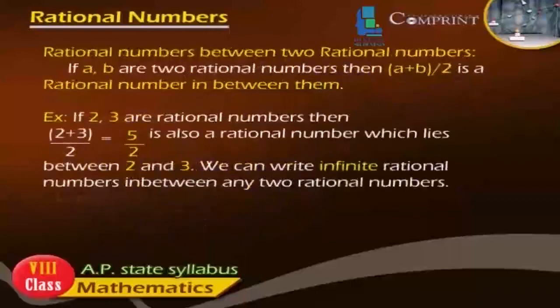Rational numbers between two rational numbers. If A, B are two rational numbers, then (A + B)/2 is a rational number in between them. Example, if 2, 3 are rational numbers, then (2 + 3)/2 is equal to 5/2, which is also a rational number that lies between 2 and 3. We can write infinite rational numbers in between any two rational numbers.